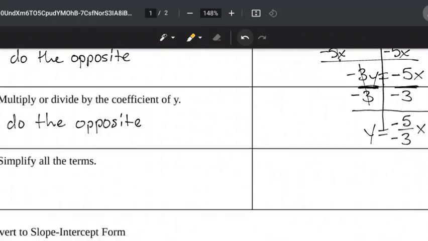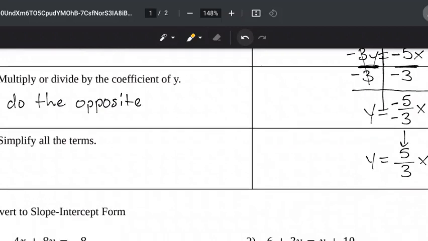Okay, last step. Make sure everything is simplified. So your slope, specifically looking at that right now, we want to make sure that's simplified as much as possible. -5 over -3 can be simplified, right? Negative over negative is positive. So we have 5 over 3x minus 4. So that is going to be slope-intercept form.